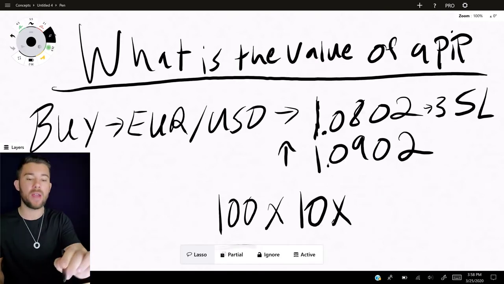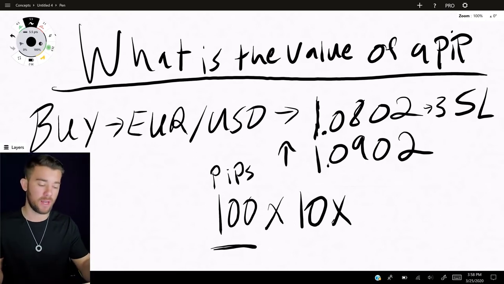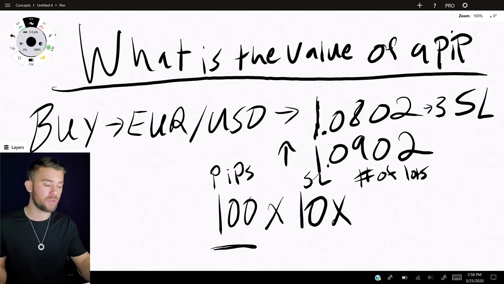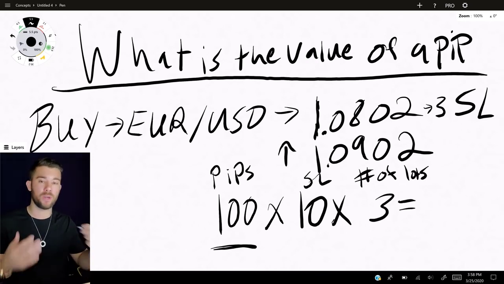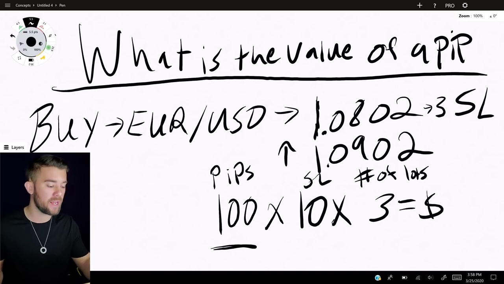We still have a 100 pip move, right? Pips is right here. We still are trading standard lots, so standard lot is right here. Now we need number of lots. So what's the number of lots? Well, we're trading 3. So that would mean that this 100 pip move, if you were trading 3 standard lots, would equal a $3,000 gain.